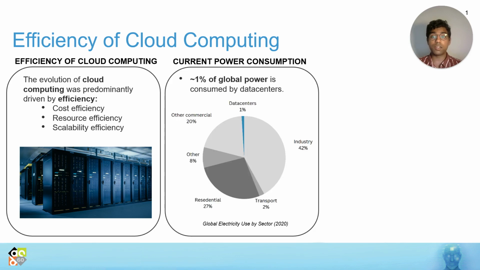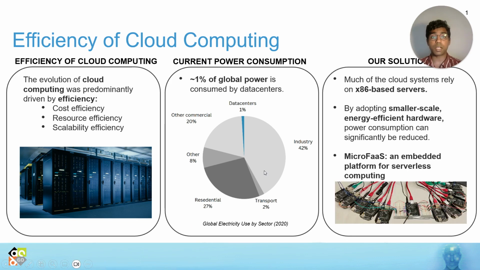However, with this increase in demand for cloud computing, the power consumed by data centers also increased. The statistics from 2020 shows that 1% of global power consumption was consumed by data centers. And typically these data centers use x86 rack servers. Our solution, MicroFaaS, which is a function-as-a-service focused data center hardware model, suggests the use of smaller scale, energy-efficient hardware. In other words, the use of single-board computers as an alternative for running serverless functions. This way we can ensure that these serverless platforms are now more energy efficient.